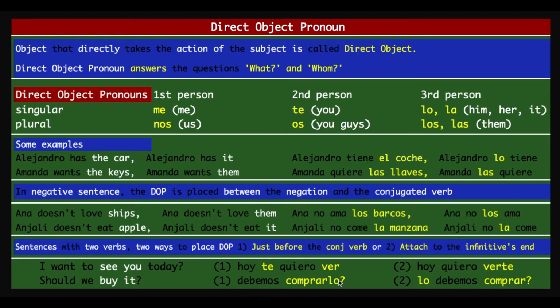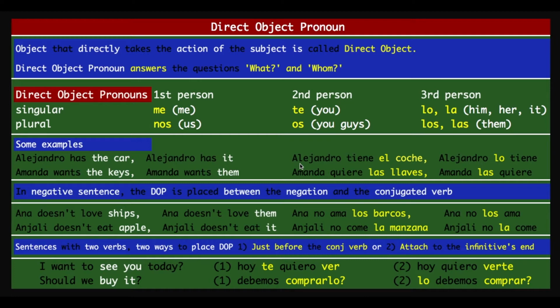Should we buy it? Or the other way of saying it is lo debemos comprar. Right? So it is placed just before the conjugated verb. The conjugated verb is debemos, which means we should. It has come from the root verb deber, which means must. So lo debemos comprar is another way of saying it.